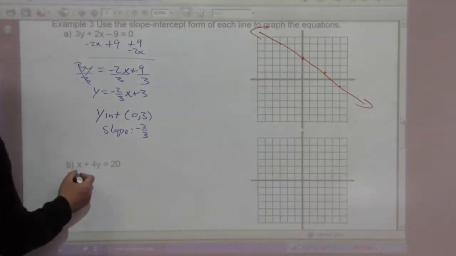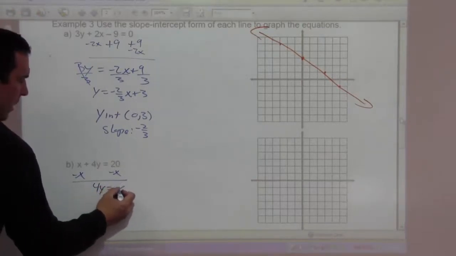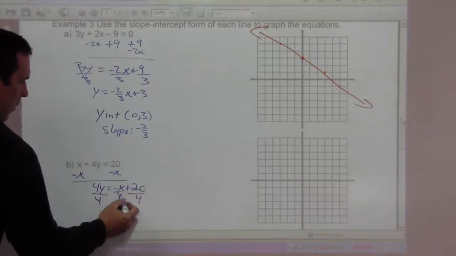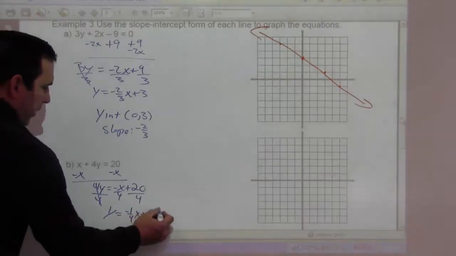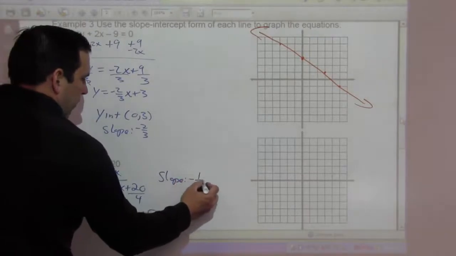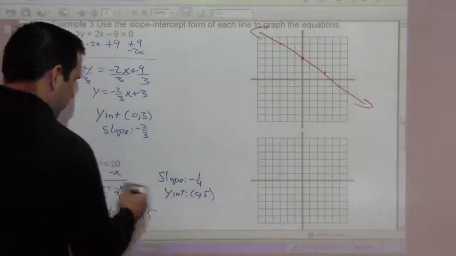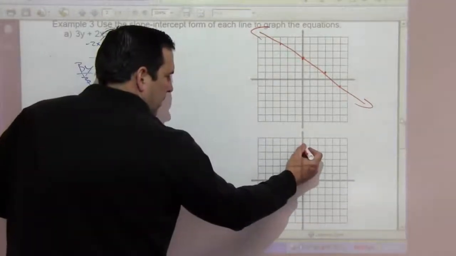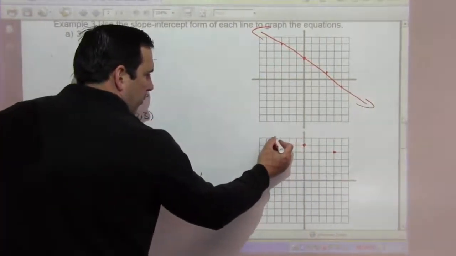Let's go for b here. We're going to solve for y again, minus the x. For y equals negative x plus 20, dividing by 4, y equals negative 1/4 x plus 5. So our slope here is negative 1/4, and our y-intercept is (0, 5). Slope is negative 1/4. So down 1 to the right 4, or up 1 to the left 4.